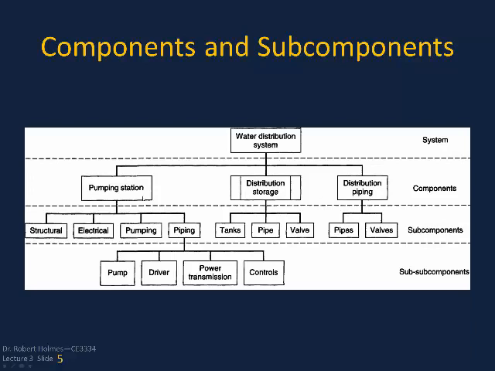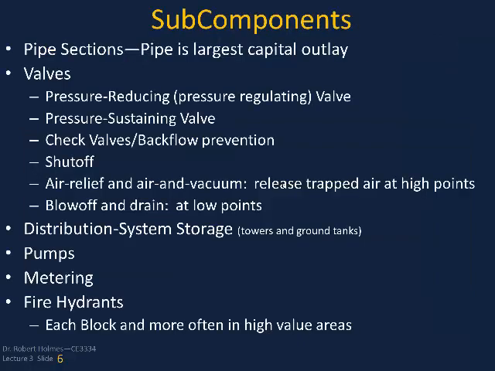And you can see here with the pumping station, you've got structural components, electrical components, the pumping itself, and then the piping. And then in the storage, you've got tanks and pipes and valves, and then again in the distribution piping, you've got pipes and valves. All right, so as you look at these subcomponents, as I've mentioned before, the pipe is the largest capital outlay that you're going to have in a water distribution system.